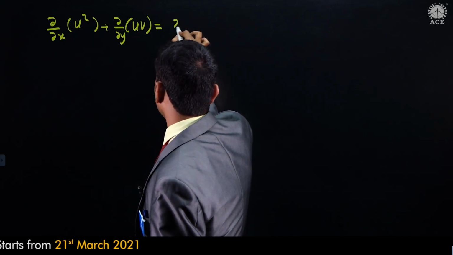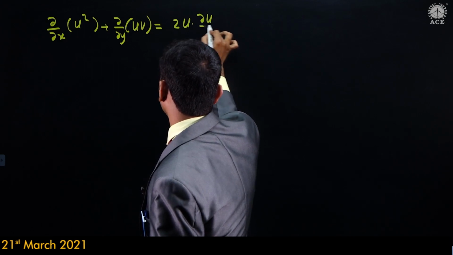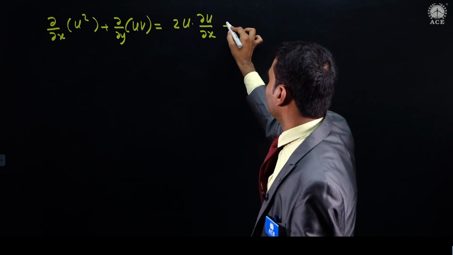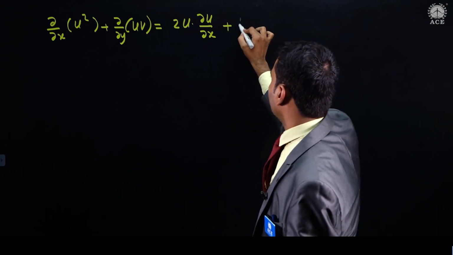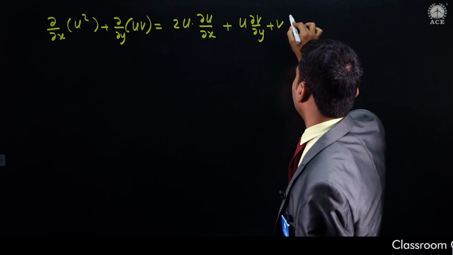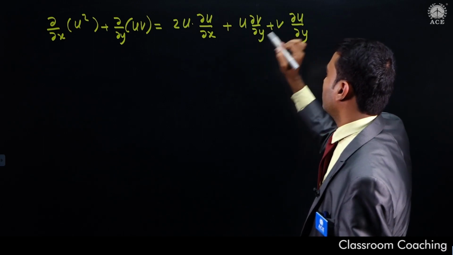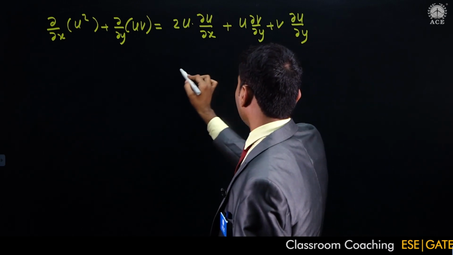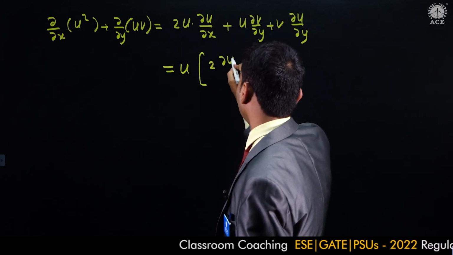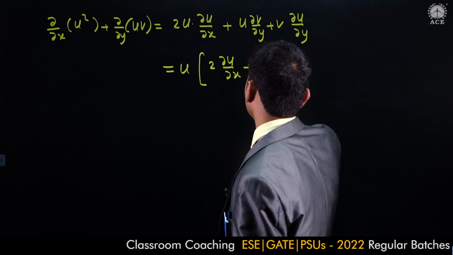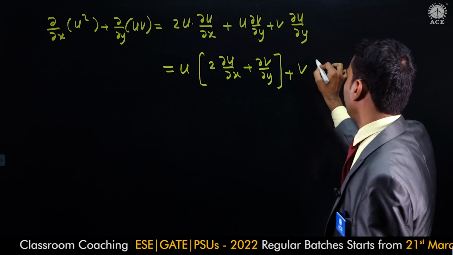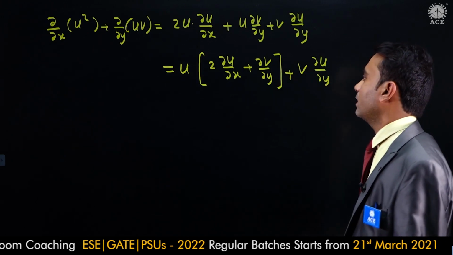Derivative of u² is 2u, and by chain rule you have to write ∂u/∂x. Now here you have to use the product rule, so this you can write as u times ∂v/∂y plus v times ∂u/∂y. From the first two terms you can take u out. So inside the bracket: 2 times ∂u/∂x plus ∂v/∂y, plus v times ∂u/∂y.